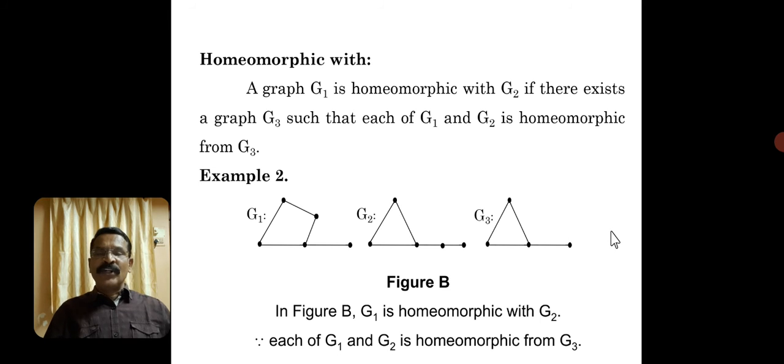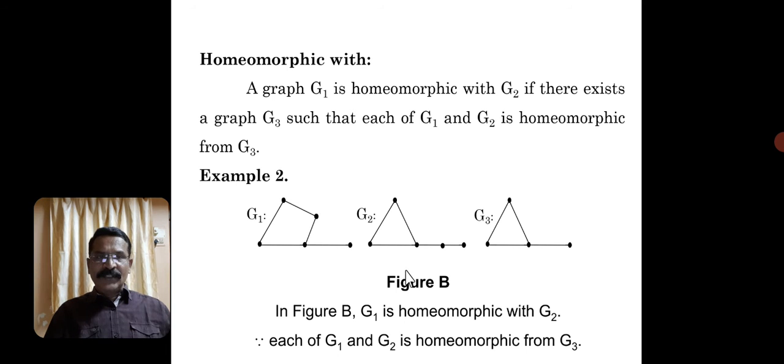Okay, I think you have understood. Now, homeomorphic from was the earlier concept; now it is homeomorphic with. What is that? See here, example 2. G1, G2, G3, if you observe carefully, suppose G3 is the original graph.